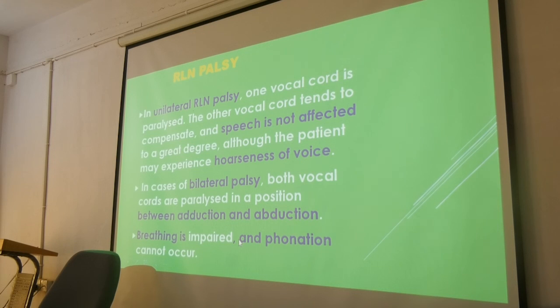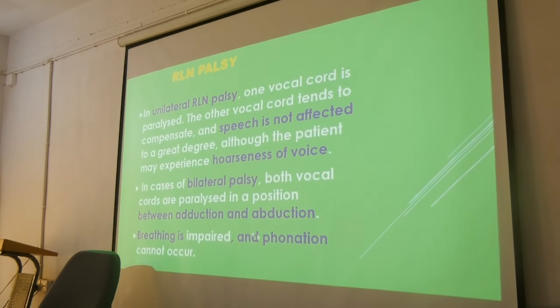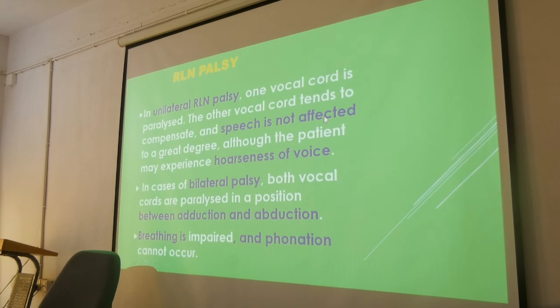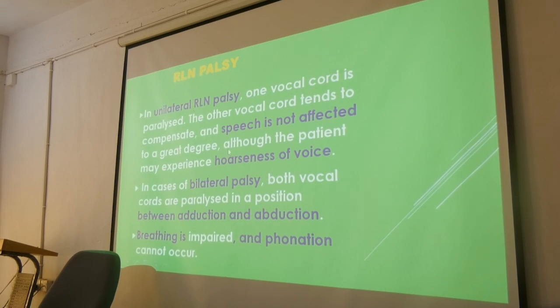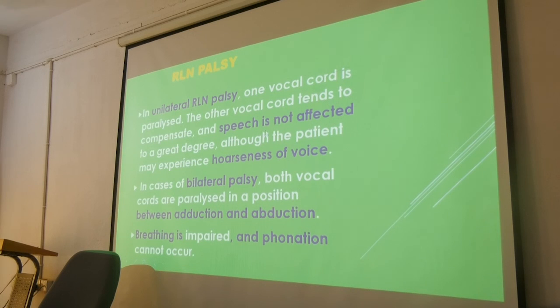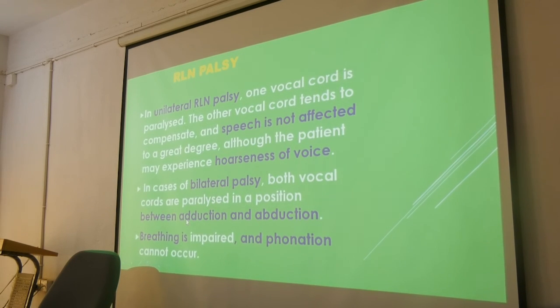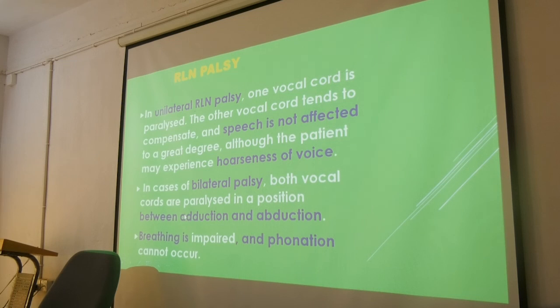Okay, so that much serious condition. Breathing is impaired and phonation also would not occur. One thing you have to see is how the movement of the vocal cord would be. In bilateral paralysis, it is between adduction and abduction, in between.